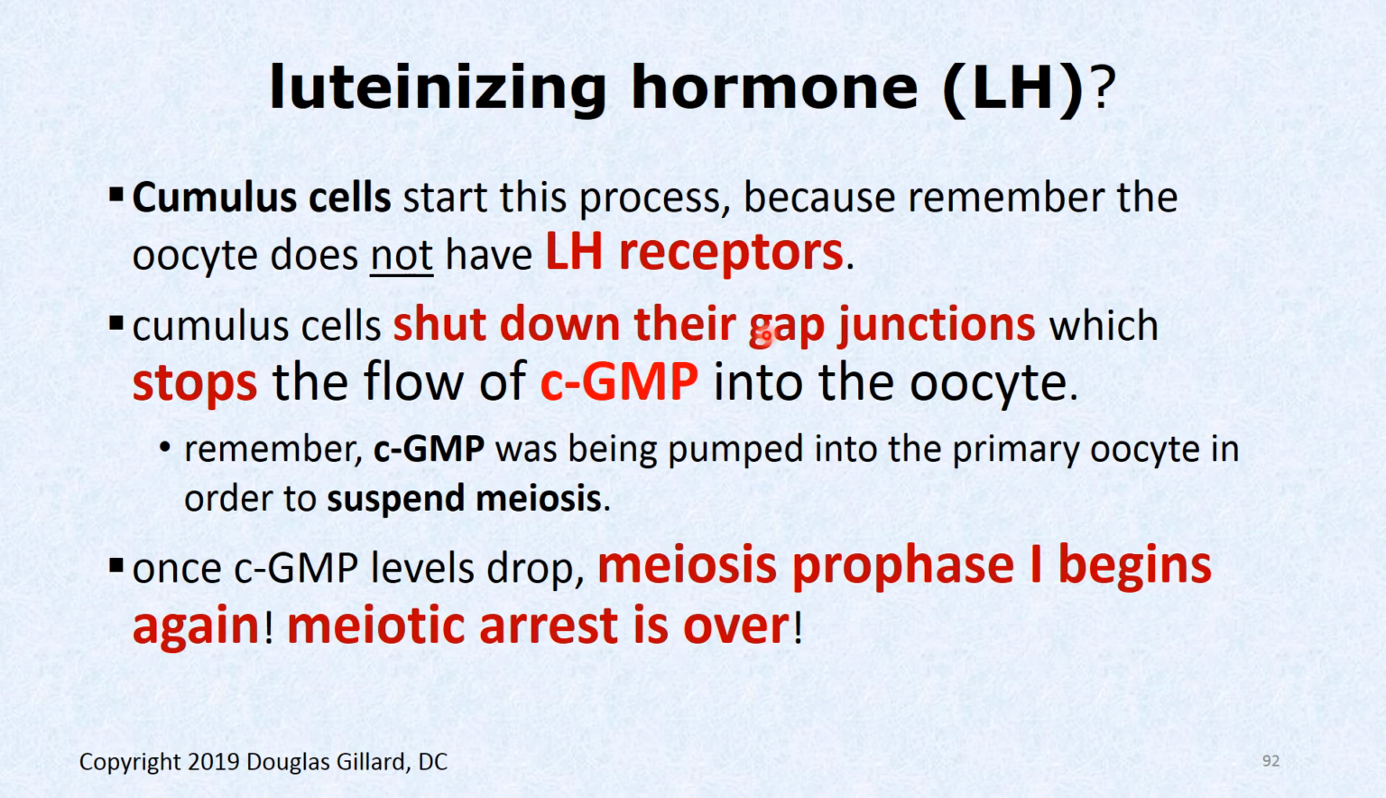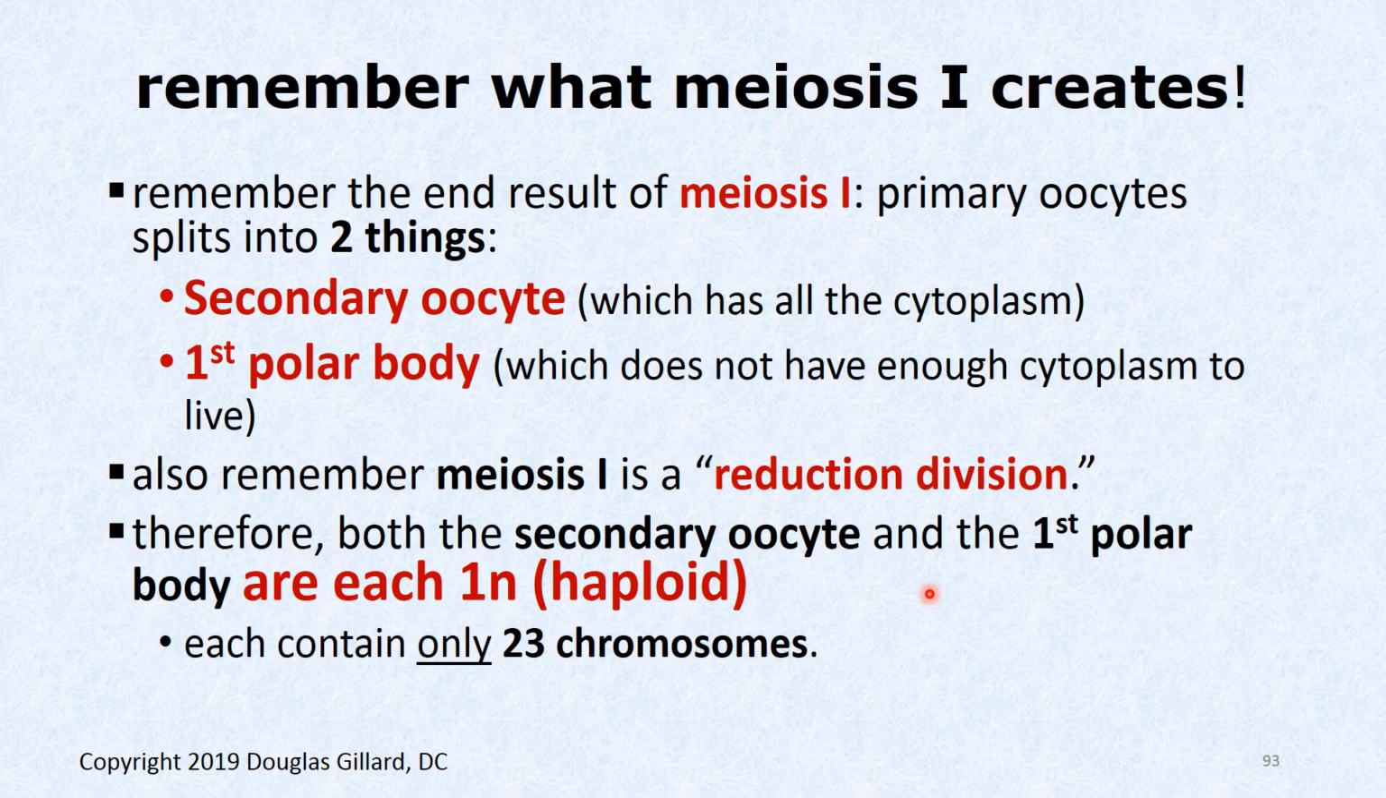Well, the cumulus cells turn on genes which shut down those channels. And now no more cyclic GMP is being pumped inside the nucleus. So guess what? The sleepy oocyte that was stuck in prophase 1 wakes up and takes right off. It goes through metaphase 1, anaphase 1, telophase 1, and cytokinesis, and boom, meiosis 1 is over. And now we enter into meiosis 2. So that's the deal.